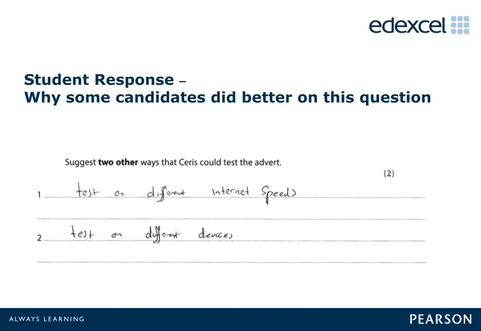In this example, we see the response of a candidate that performed well on this question. The response typifies good candidate performance on this question by providing 2 specific ways the pop-up could be tested. An understanding is demonstrated of the nature of the product, delivered over the Internet, and that it needs to be viewed by a large number of people. The responses are clear and accurate. 2 marks are awarded.